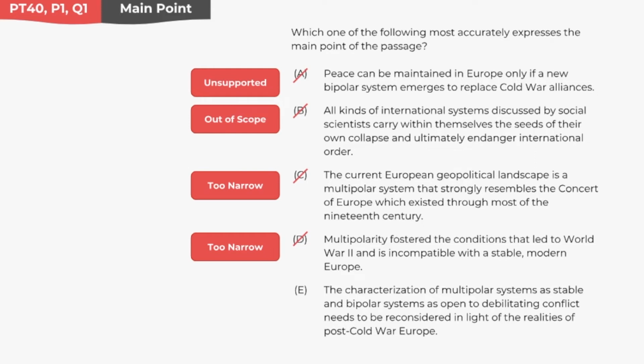It says that the characterization of multipolar systems as stable and bipolar systems as open to debilitating conflict needs to be reconsidered. That sounds like reassessed in light of the realities of post-Cold War Europe. That is our main idea. Answer choice E. And we can support that in lines 34 to 37.